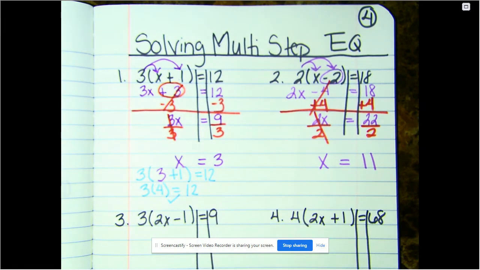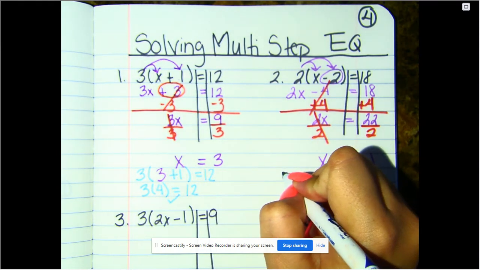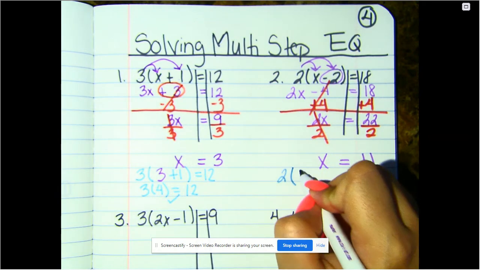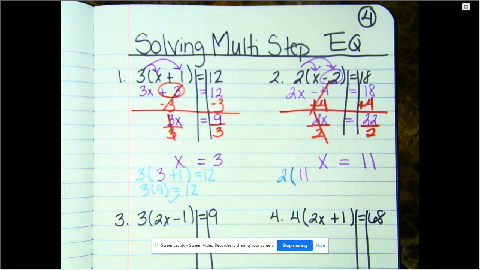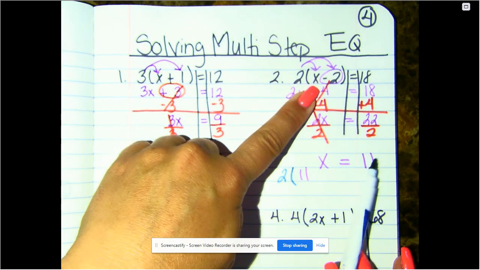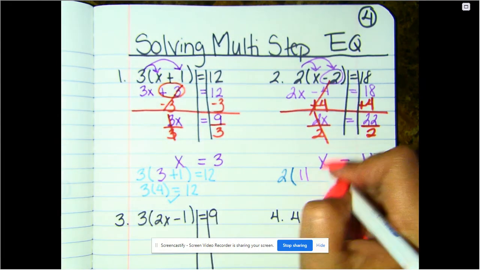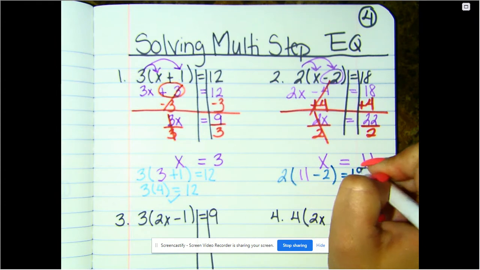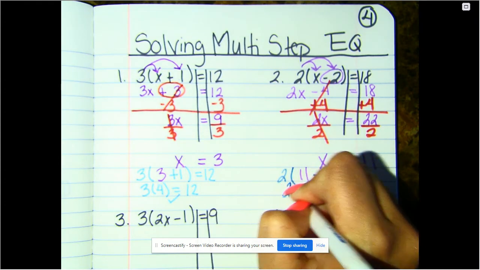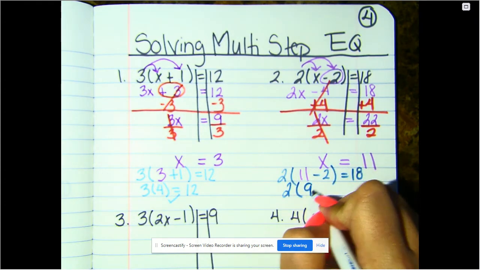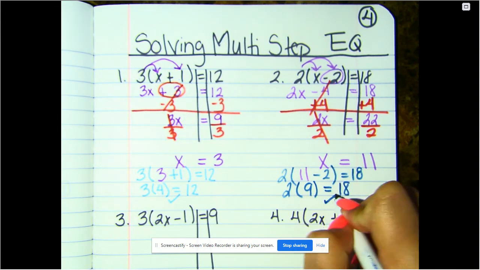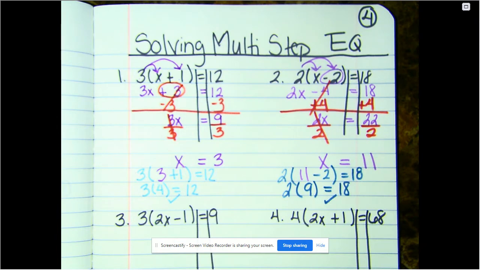You try using a darker marker this time. So this time we had 2 times (x minus 2). We're saying that x is equal to 11. So again, I'm just putting the number 11 where the x was. Minus 2 is equal to 18. 11 minus 2 is 9, and 2 times 9 is 18. So I got that problem correct as well.